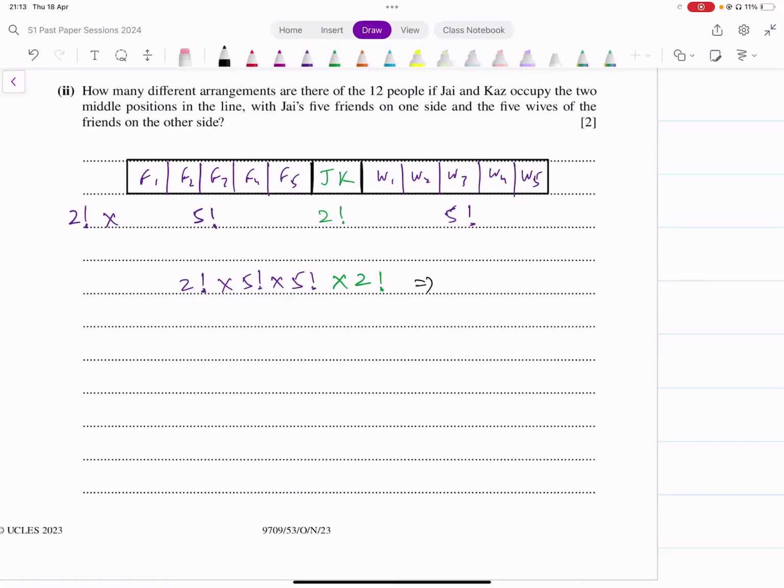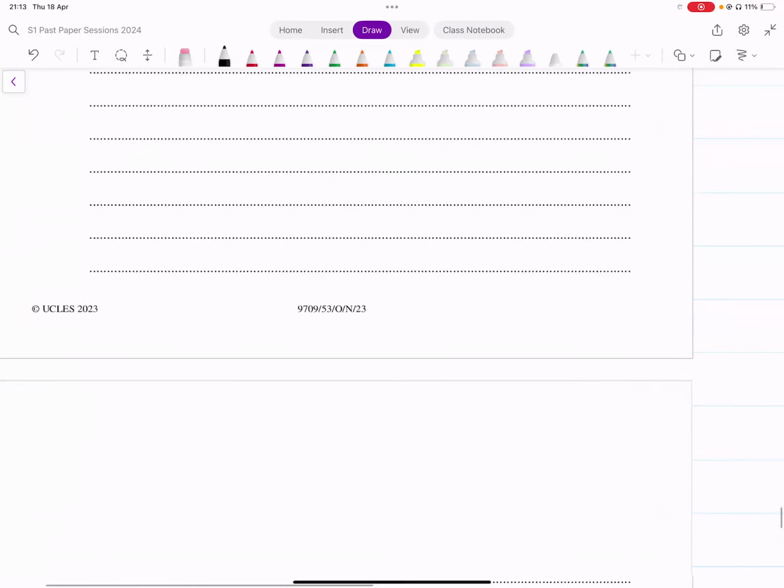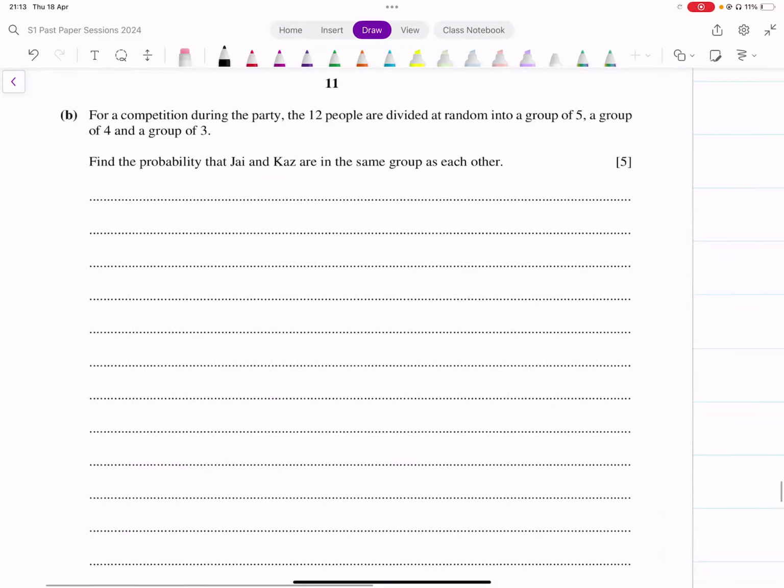5 factorial is 120. 120 into 120 into 4. That's 57600. That's the result that we get from this. Okay. That was part 2. Let's look at the next one, part B.